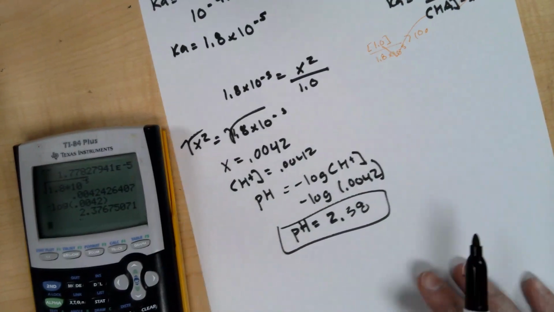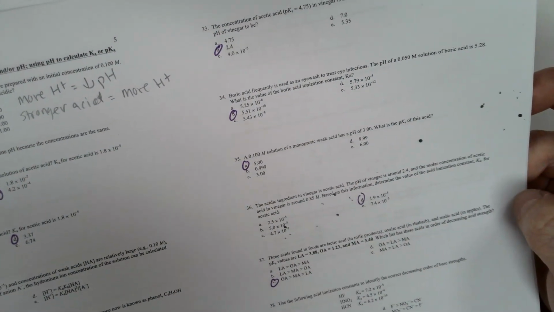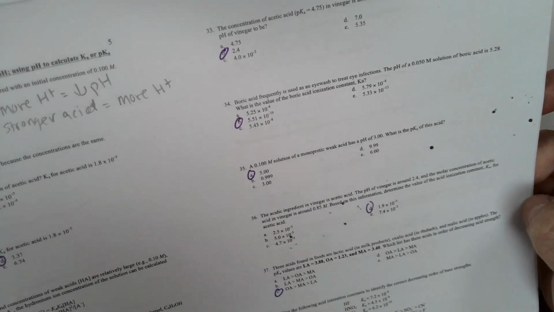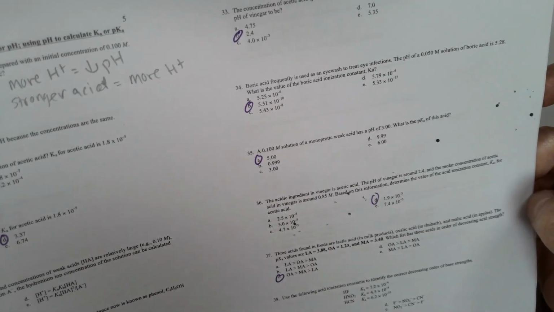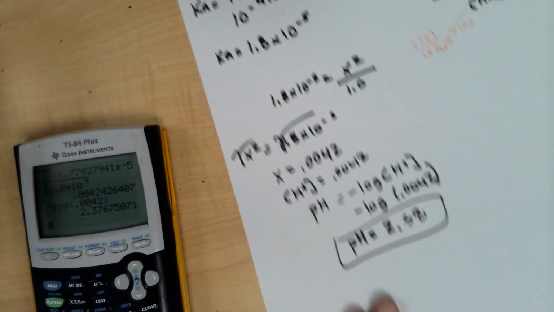Okay, let's move on to 34. Boric acid frequently is used as an eye wash to treat eye infections. The pH of a 0.050 molar solution of boric acid is 5.28. What is the value of the boric acid ionization constant, Ka? Oh, this is different. It's wanting us to actually solve for Ka. So far, we've known Ka, and we've actually had to solve for the other stuff. So how are we going to do this one?